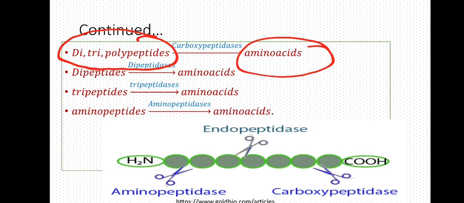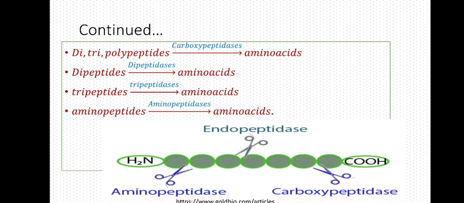Next one, then there are also dipeptides. They will be acted upon by these dipeptidases. Tripeptides will be acted upon by the tripeptidases. Okay, and there are also amino peptidases. Those act on the region that contains an amino group.